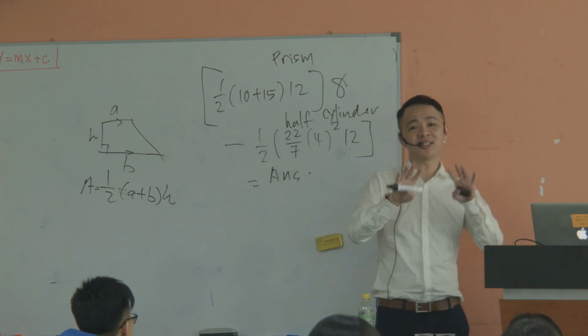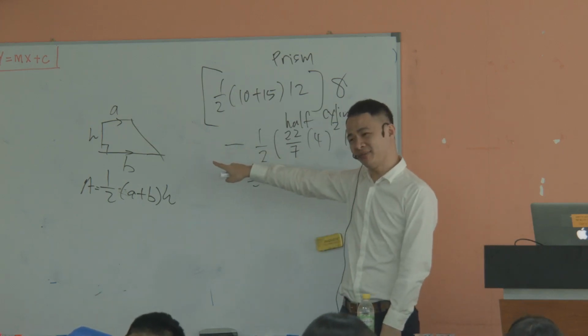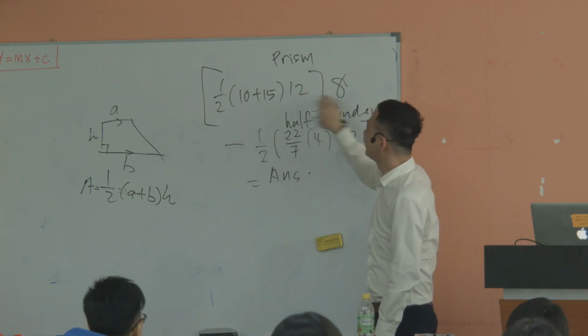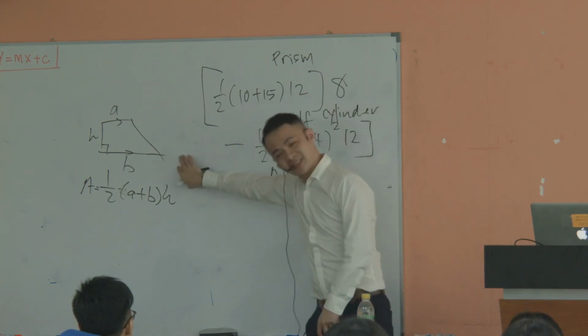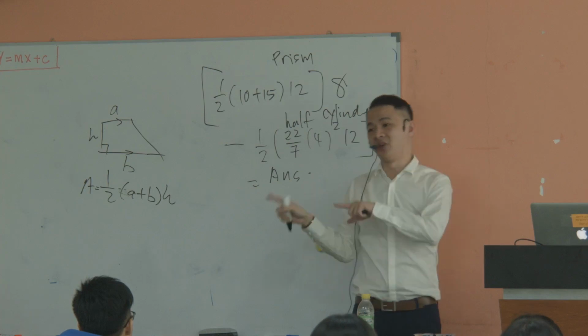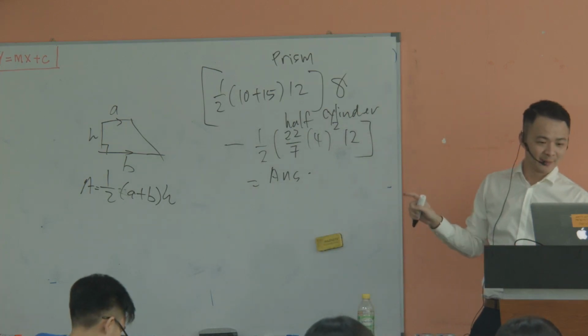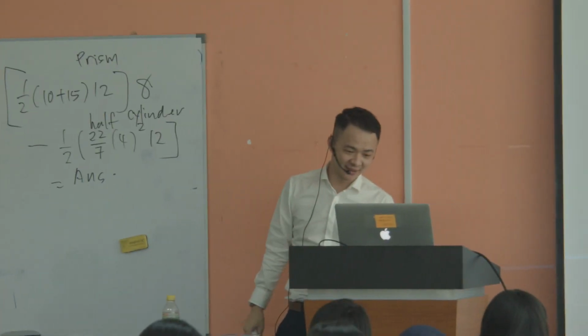Quite easy. You just need to make sure you know how to get the trapezium, and then you know how the prism comes from the trapezium and forms the volume. Okay. Next.